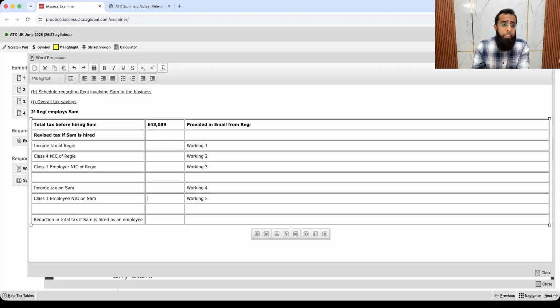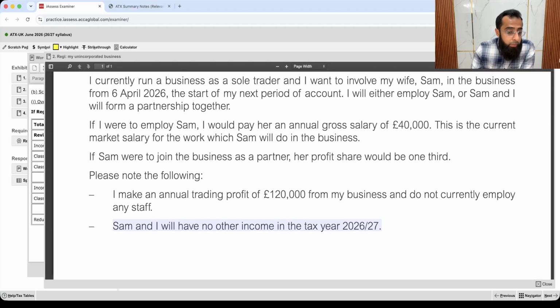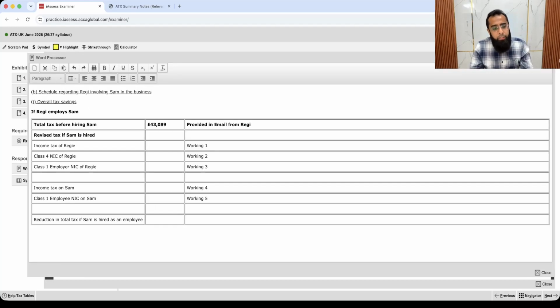Okay. Now, before hiring SAM, SAM had no other income. So this means that the only income which SAM will receive will be 40,000 pounds as a gross salary. Okay. Now let's look at it. When you look at things carefully, you will understand in a much better manner.